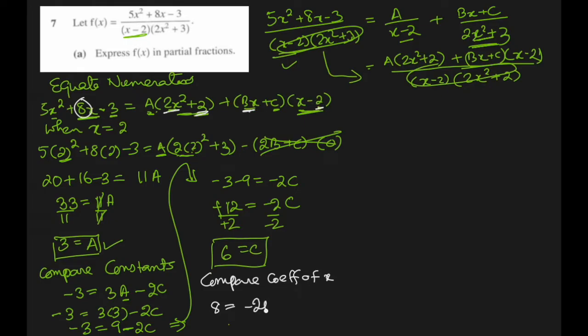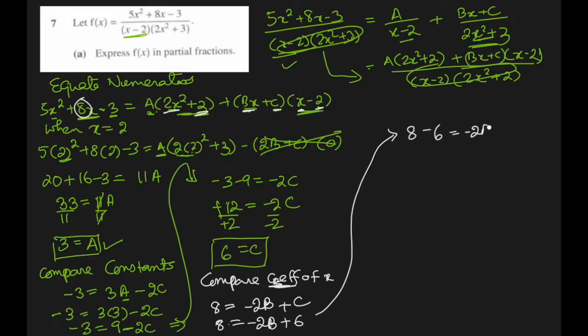So minus 2b, and x is the 1. c will give me x if it multiplies with x. So cx plus c. I'm not writing x because I'm writing coefficients only. So now we know c, so we can substitute it. So 8 equal to minus 2b plus 6. This plus 6 I can bring to the left side. So it becomes minus 6 equal to negative 2b.